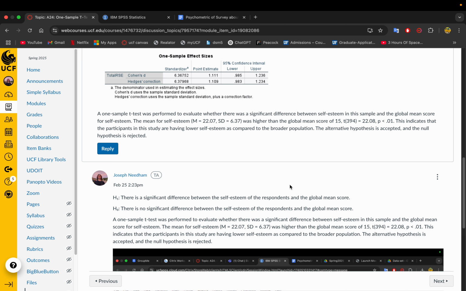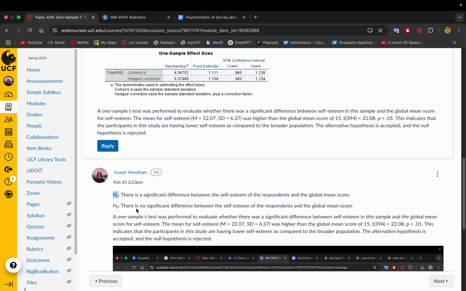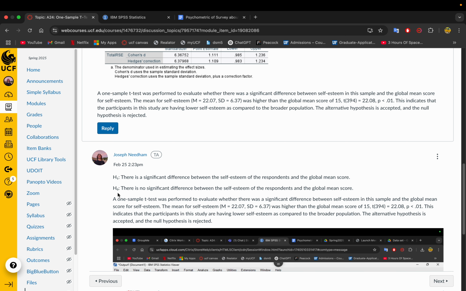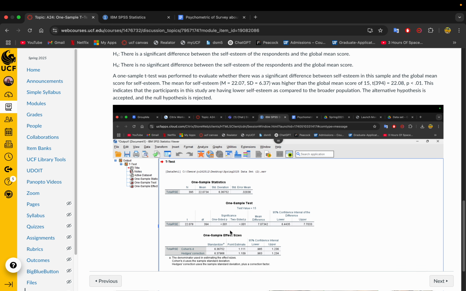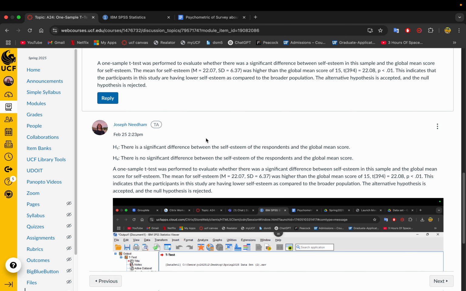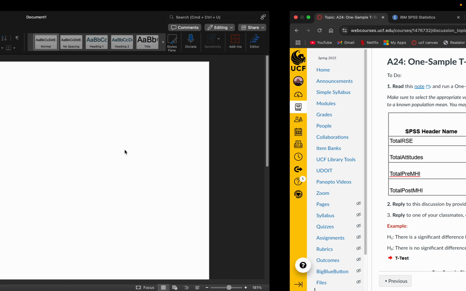So in your report, you want to write your alternate hypothesis and your null hypothesis. You're going to write your report, and then you're going to upload the screenshot. This isn't a great example of a screenshot, but you could just copy and paste it in the assignment, and you should be good.